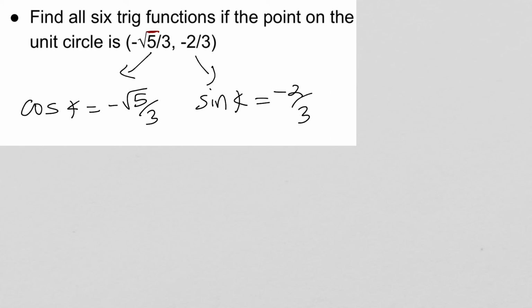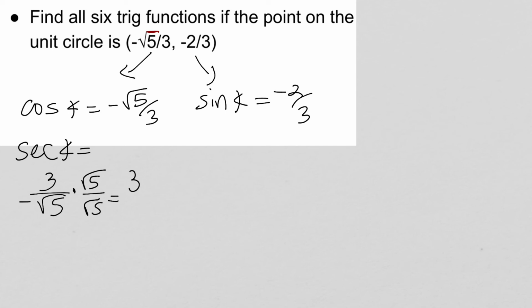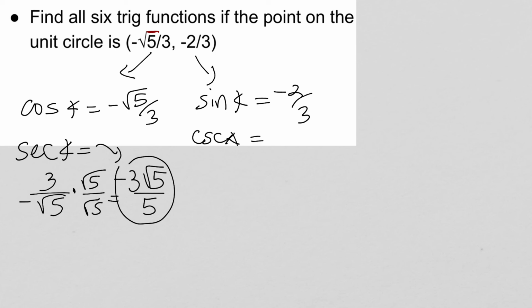I could get the reciprocals of these two, right? So the reciprocal of cosine is secant by flipping this around. Now, root 5 is not allowed in the denominator, so hopefully you remember that you have to multiply it by root 5 over 5. Multiply this across, so I get negative 3 root 5 divided by, these two multiplied on the bottom gives me 5. So the secant of this angle is that answer. What is the reciprocal for sine? That's cosecant. So I'm going to do the reciprocal of negative 2/3, which is negative 3/2.